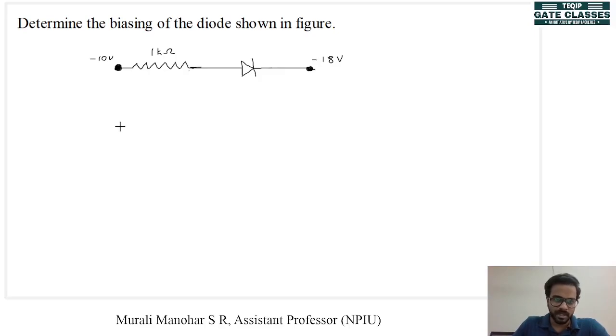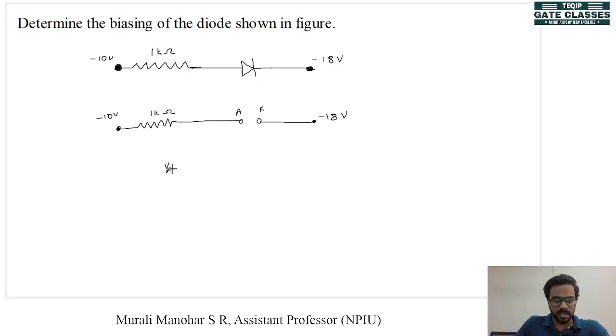Now again, we will make the assumption that our diode is reverse biased. So the diode will act as an open circuit. Here we have minus 10 volt, resistance 1 kilo ohm, and we have minus 18 volt. This is our diode's anode and this is our diode's cathode.